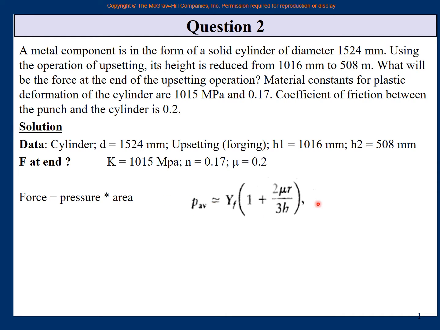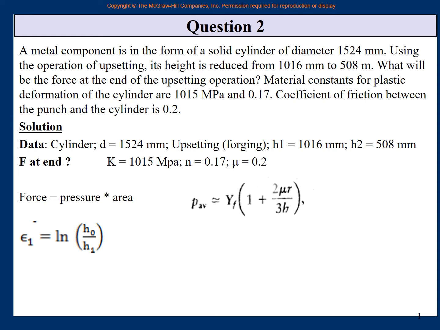Pressure is this thing. Here, do you know mu? Yes, you know this. Do you know R, which is the radius, right? Radius at the end. You don't know it. Do you know height? Yes. Initial height and final height are given. Do you know the flow stress? No, you don't. Right? So let us proceed further.